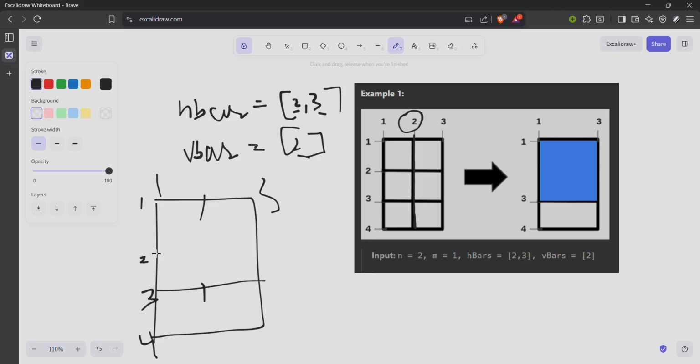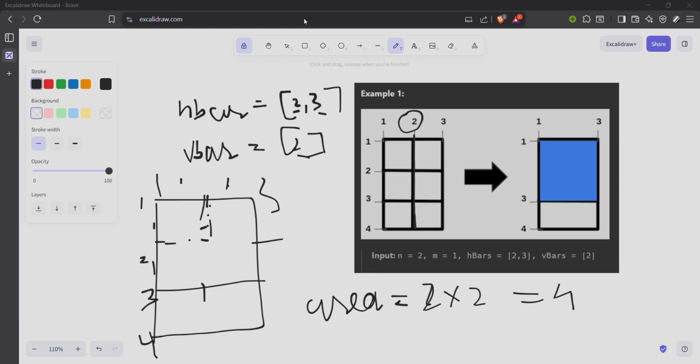This portion was making 1 unit. So these two will make 2 units, and similarly these two will make 2 units. So the area would be 2 cross 2, which is 4.